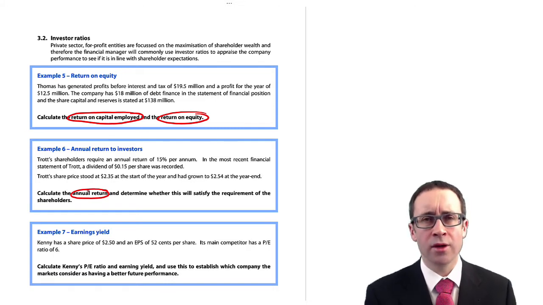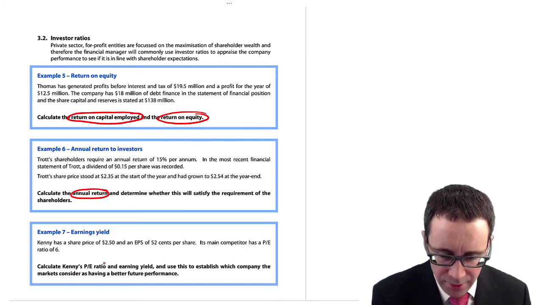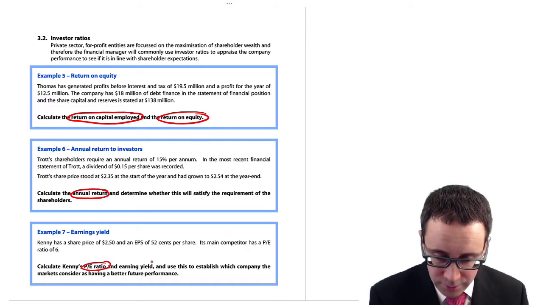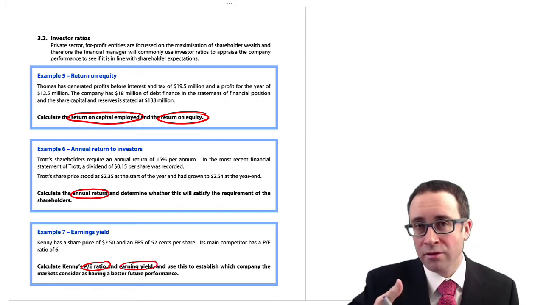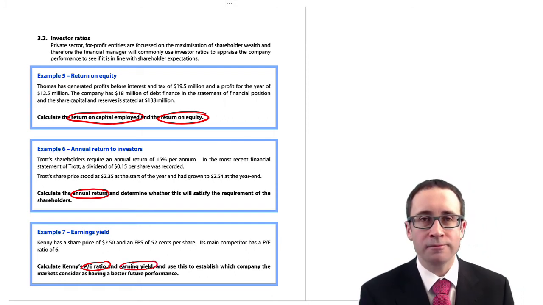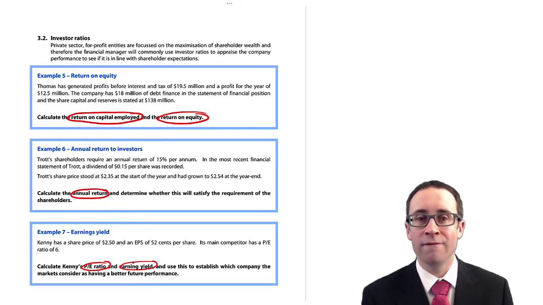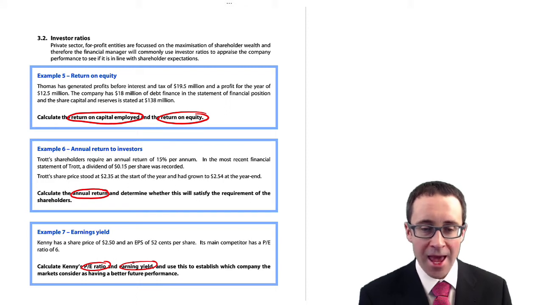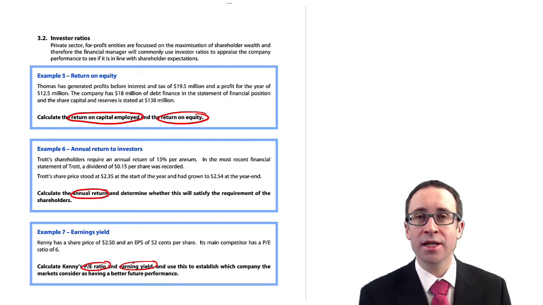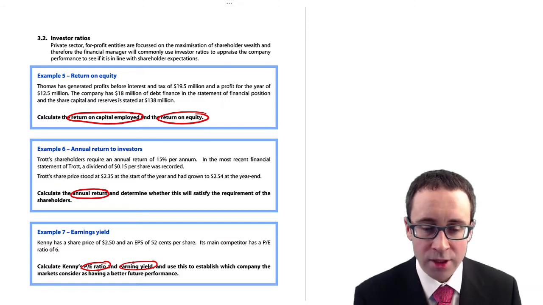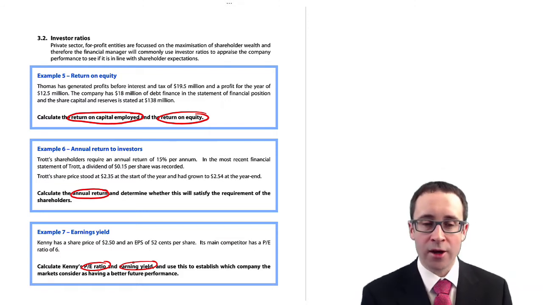Well, we didn't see that at all in F2. What we've got to calculate here is your price earnings ratio, and then your earnings yield is just the inverse of your price earnings ratio. Okay, and again we then need to use that to see which one of the two companies that we have has the better future. Okay, excellent. So let's look at that first example that we have on the page, the return on equity. We want return on capital employed and return on equity.